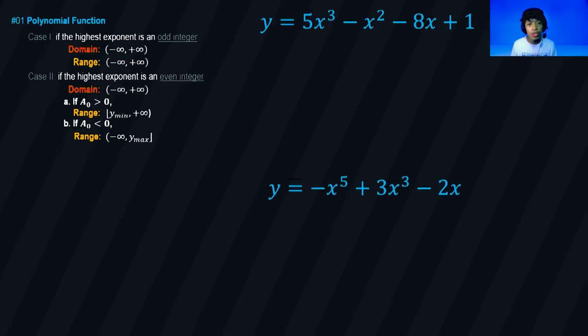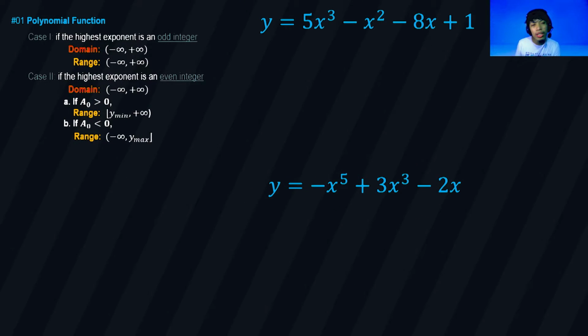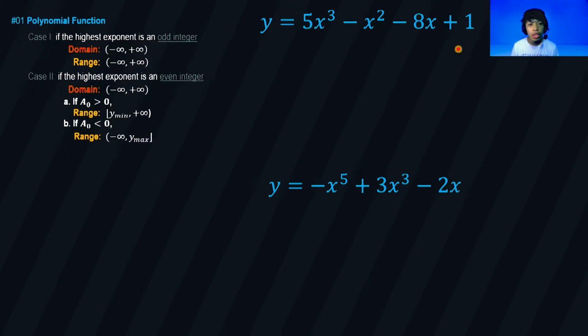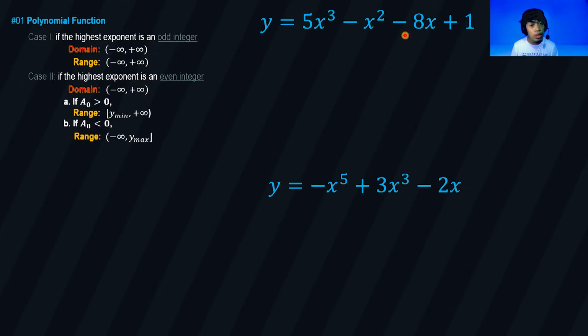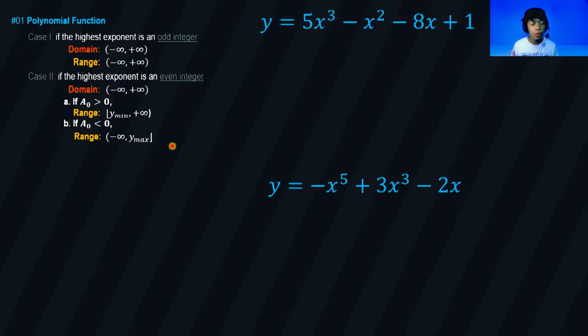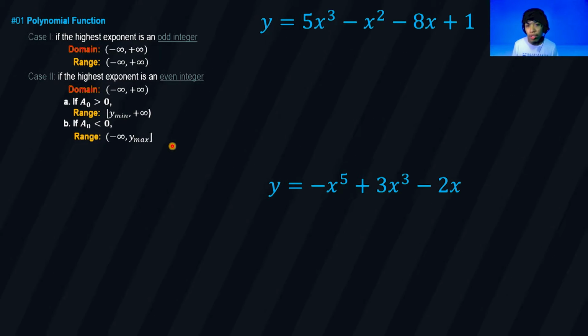Suppose we have these equations. Look at these equations. On the first equation, the degree is 3. The degree of the equation is dictated by the highest exponent of x. So looking at this equation, the highest exponent is 3. Ibig sabihin, the degree of this equation is 3. Since it's odd, then we can say that the domain and range is all real numbers. You don't have to solve, you don't have to do anything, you just need to identify the highest exponent of x. If it is odd, then automatically, the domain and range is all real numbers.